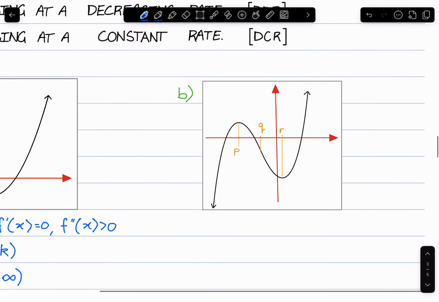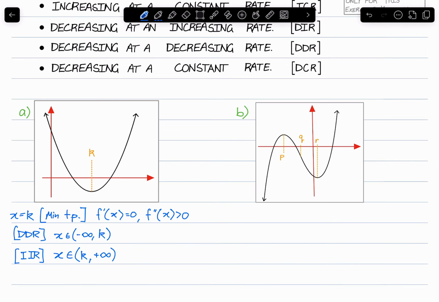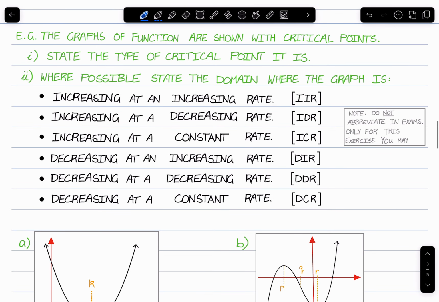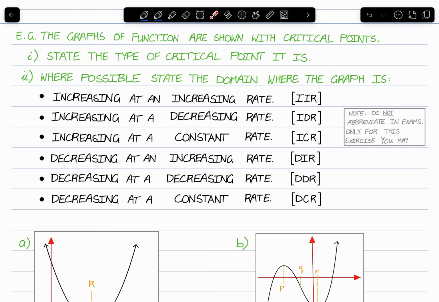Now, I know I said I would do this other example here, but just looking at the time of the video, it's, I guess, long enough. So I'll see you in the next video where we tackle the next examples and try to state, especially, these types of descriptions to segments or sections of the graph.